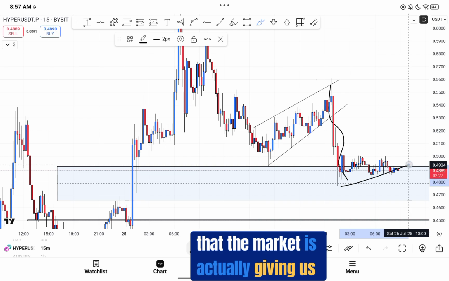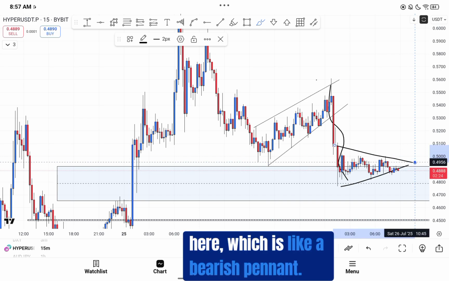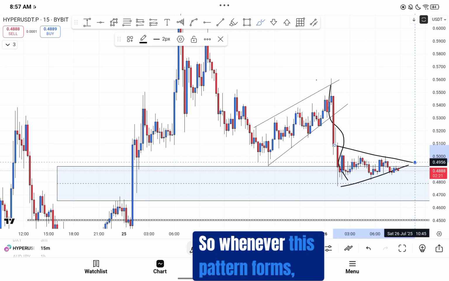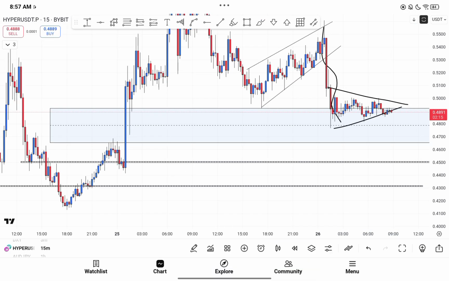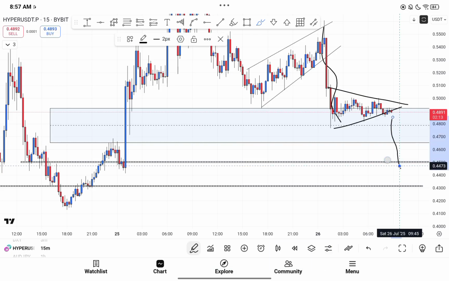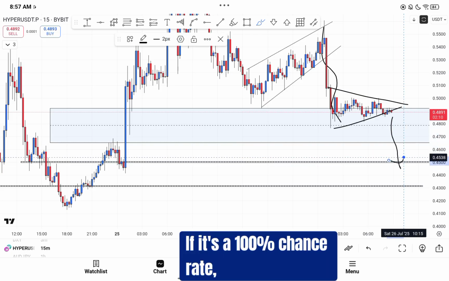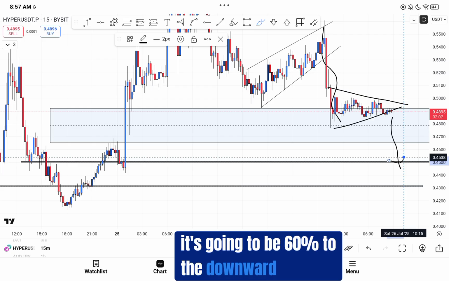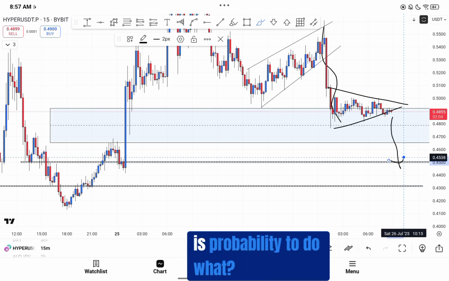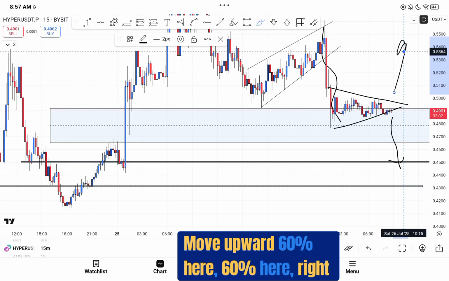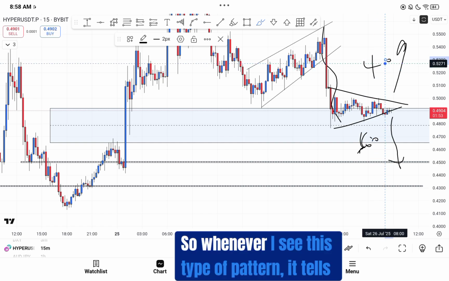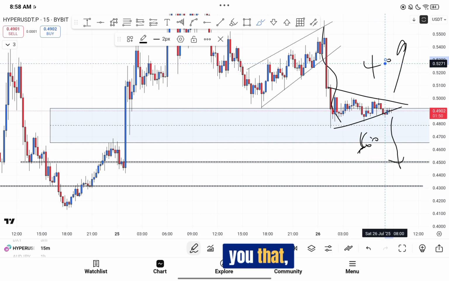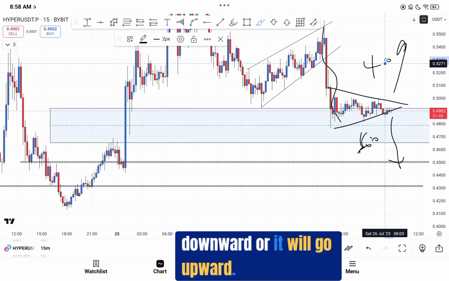So right now you can see that the market is actually giving us another chart pattern right here, which is like a bearish pennant. Whenever this pattern forms, it tells you that the market will likely do what? Move downwards. Do you understand? If it's a 100% chance rate, it is going to be 60% to the downward direction and 40% probability to move upward. 60% here and here is what? 40%. So whenever I see this type of pattern, it tells you that possibly the market might come downward or it will go upward.